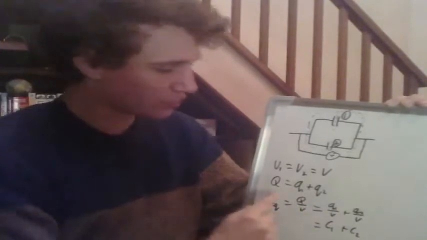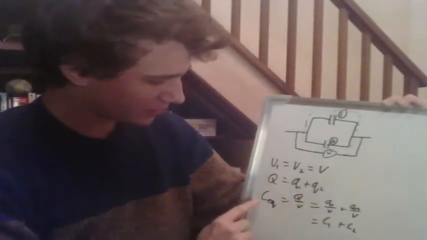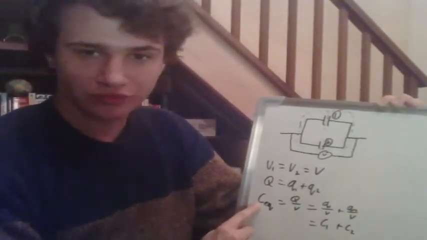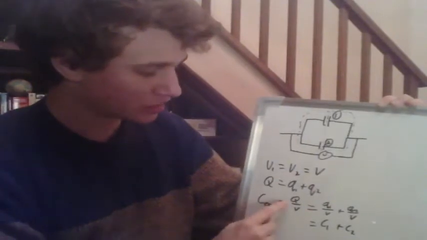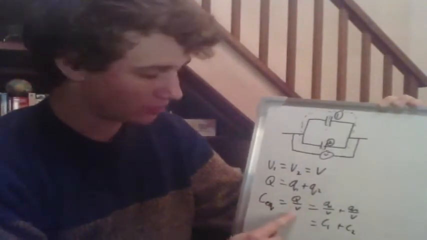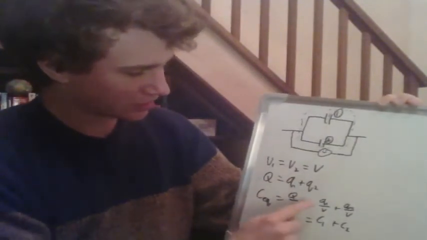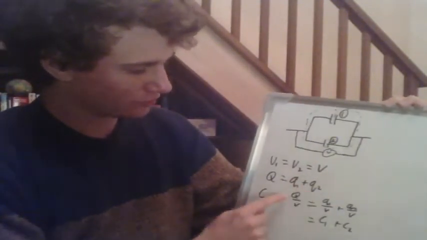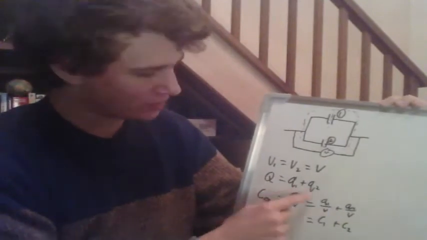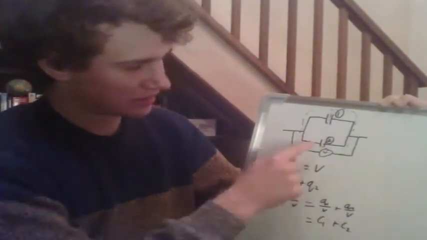So if we have Q1 plus Q2 here, then we know the capacitance of some capacitor is just the total charge stored over the potential difference. But we have both of these values now. We can just substitute in Q1 plus Q2 for this total charge, and we know the potential is going to be the same for both of them.